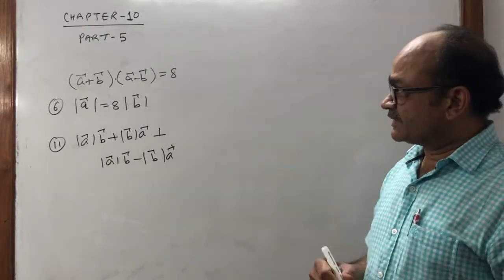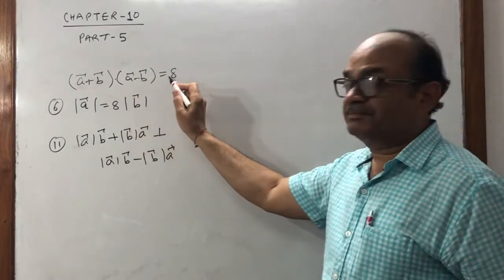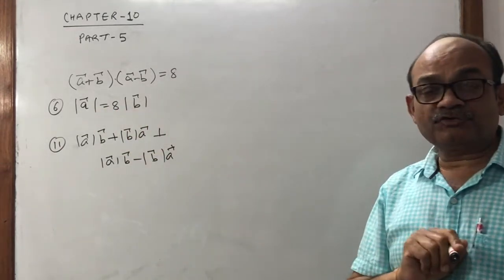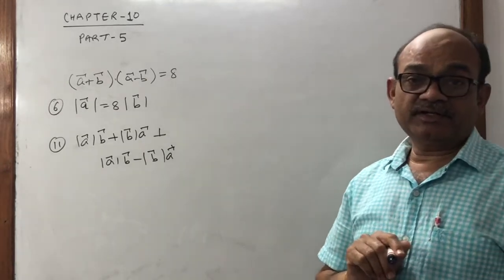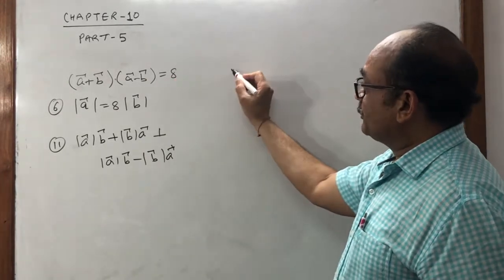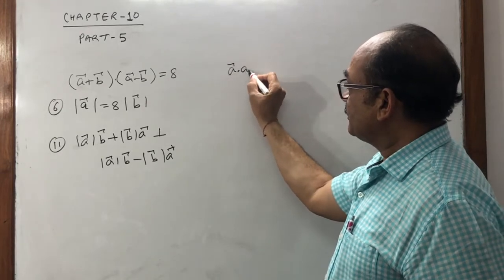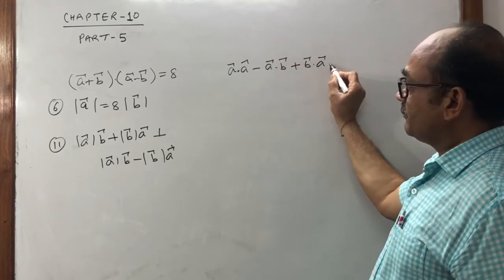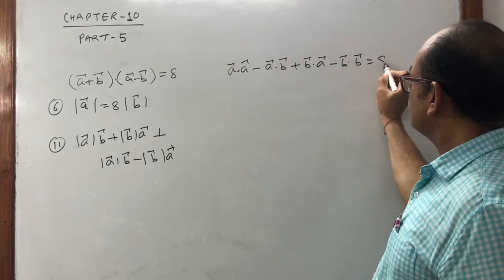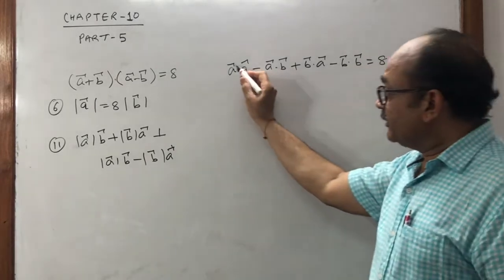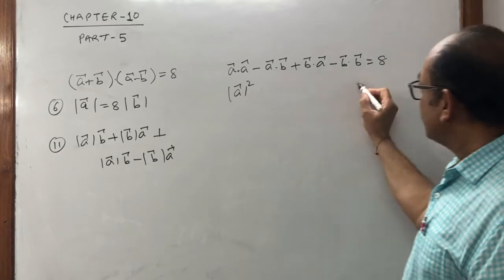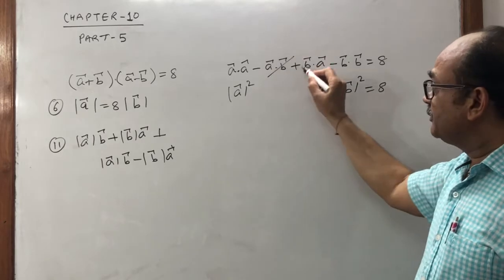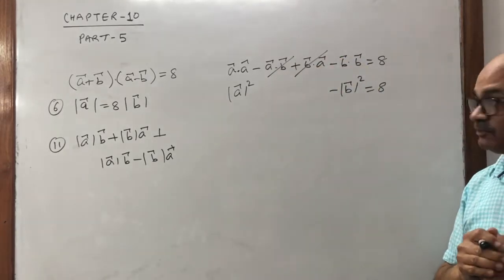Now question number 6. (A plus B) dot (A minus B) is given as 8, and the magnitude of A equals 8 times the magnitude of B. We have to calculate mod A and mod B. So (A plus B) into (A minus B): simple product, A dot A minus A dot B plus B dot A minus B dot B equals 8. Now A dot A means magnitude A square, and here minus magnitude B square. What is A dot B and B dot A? Commutative, so plus minus cancel out.